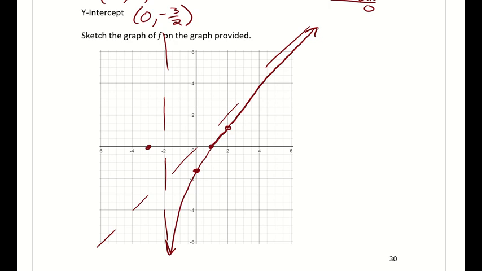Now, over here, it's going to do something similar. It's going to be close to the asymptote, close to the asymptote, intersect that 0, and then go close to the asymptote. If you wanted to figure out a little more exactly, then you could substitute some other points in, like -4 or -3.5, -2.5, whatever.